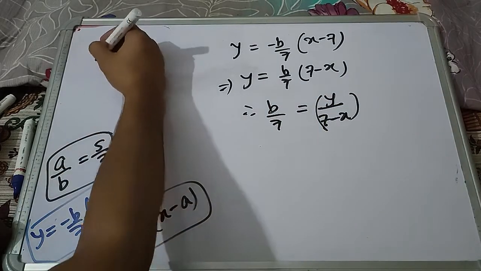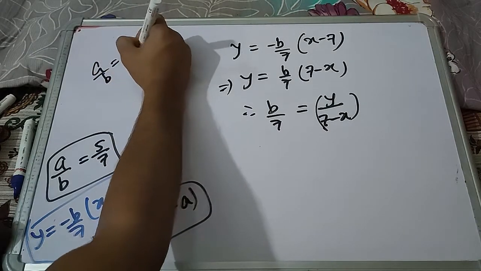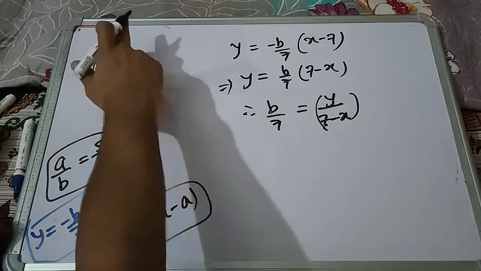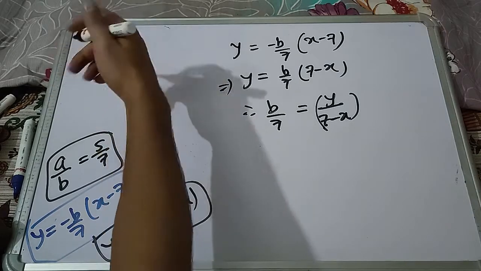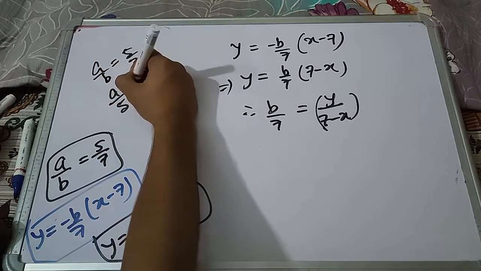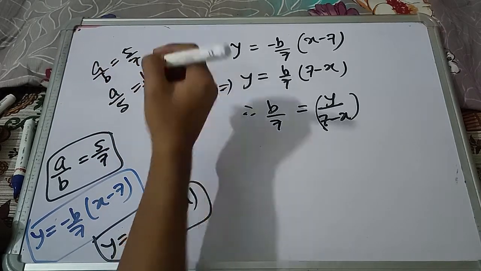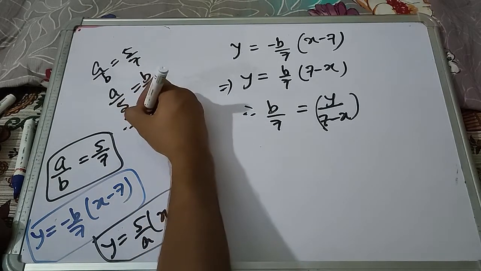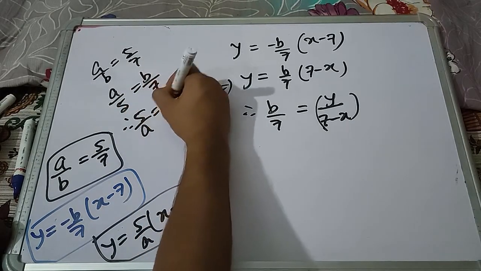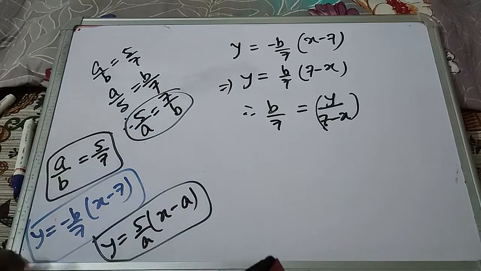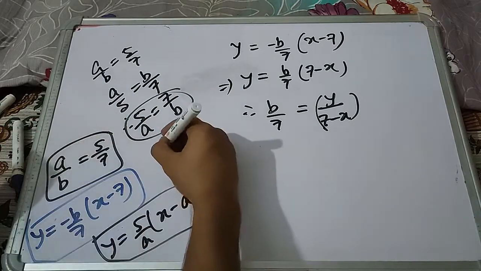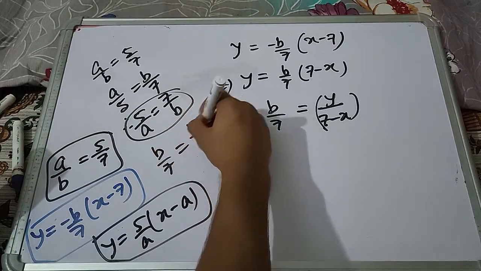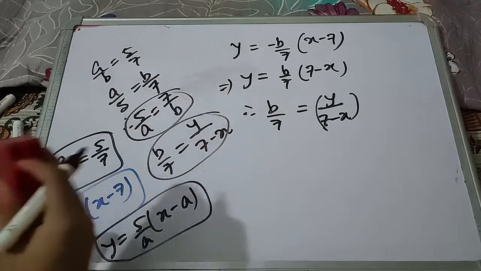And another relation we can find is that a by b equals 5 by 7. Transfer b over there and bring 5 down: a by 5 equals b by 7. Therefore, 5 by a is actually 7 by b. Do you agree with me? You must agree, because this is a no-brainer. These are the important relations.